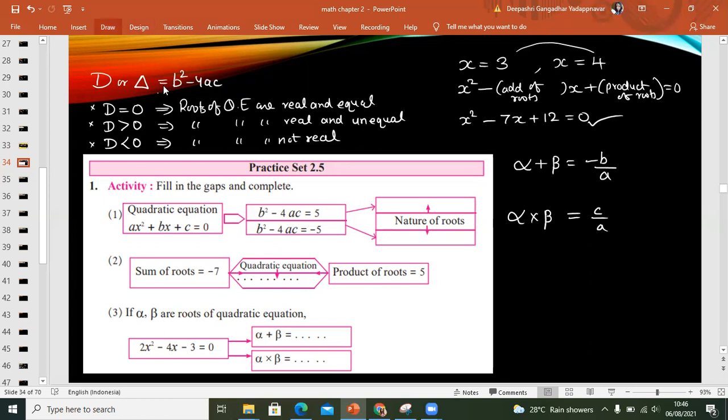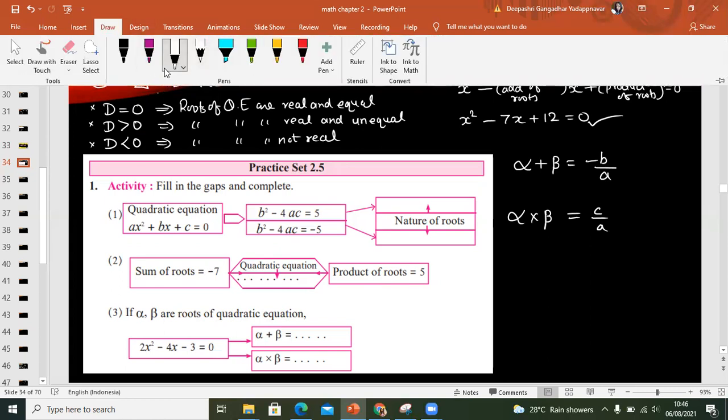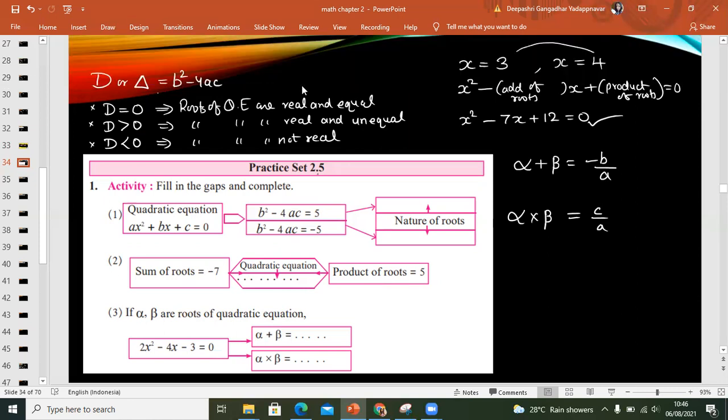So let's try to solve this part. Here you can see the first question, the quadratic equation form is given to you, ax square plus bx plus c, and then b square minus 4ac. This is the discriminant. So here the discriminant is equal to 5. That means it is a positive number. So the case is D greater than 0. Then I can write the nature of roots here: roots of quadratic equations are real and unequal.